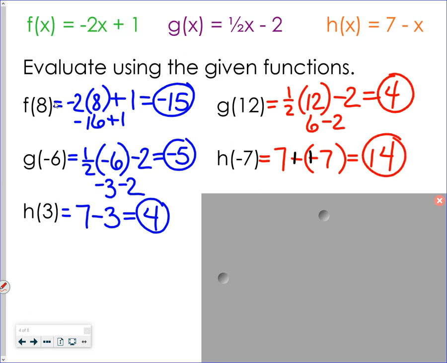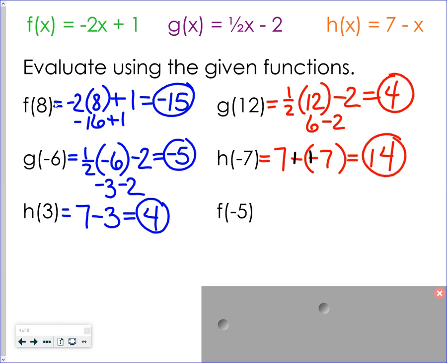Circling answers before. All right. And for our last one, f of -5. So I would have -2 times -5 plus 1. So I would have 10 plus 1 would give me 11. So that's just evaluating using the functions that were given to us.